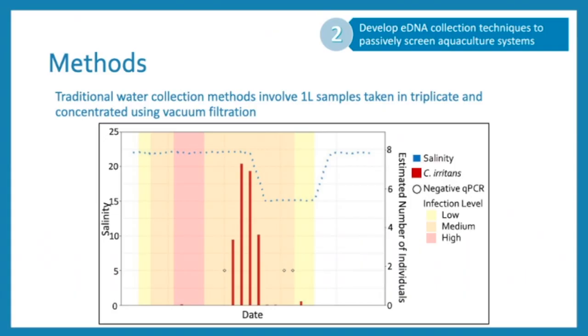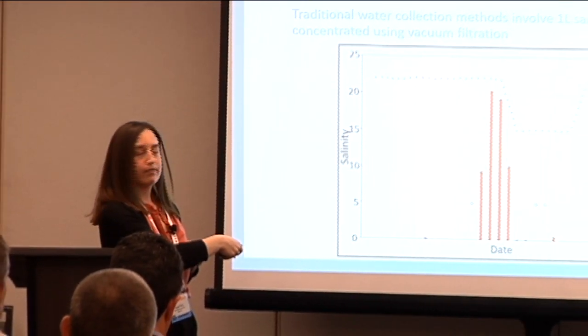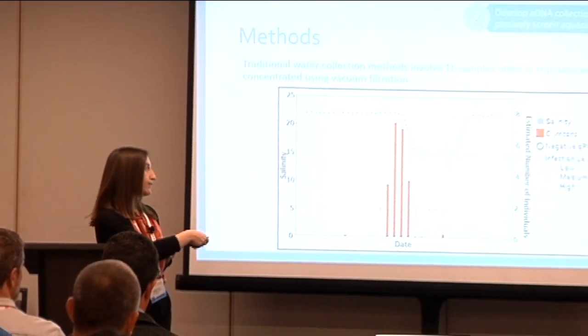We found when we started this work, we worked with one aquarium in particular that had a problem with crypto. So here we have salinity, and then a secondary y-axis that has our number of individuals across a period of time. And so we found that using the 1 liter samples, we weren't being sensitive enough or detecting the infection at the right time. And so what you see here is they were seeing visually infections at low levels in yellow, medium levels in orange, and red levels were high infections.